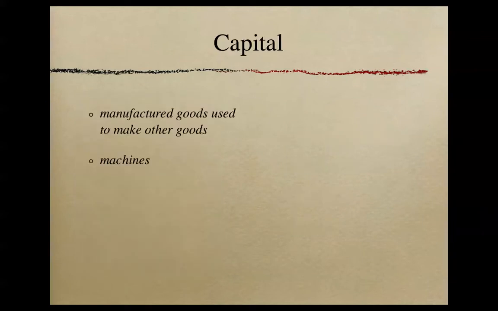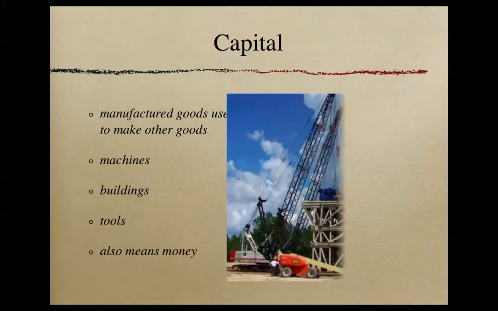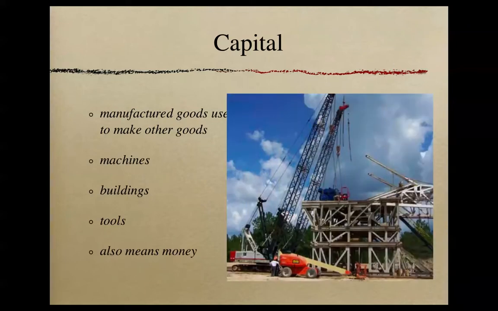Now, capital. Manufactured goods used to make other goods. Machines, buildings, tools, okay? All of that means capital if you're going to use it to make other goods. It also means money. Capital means money.